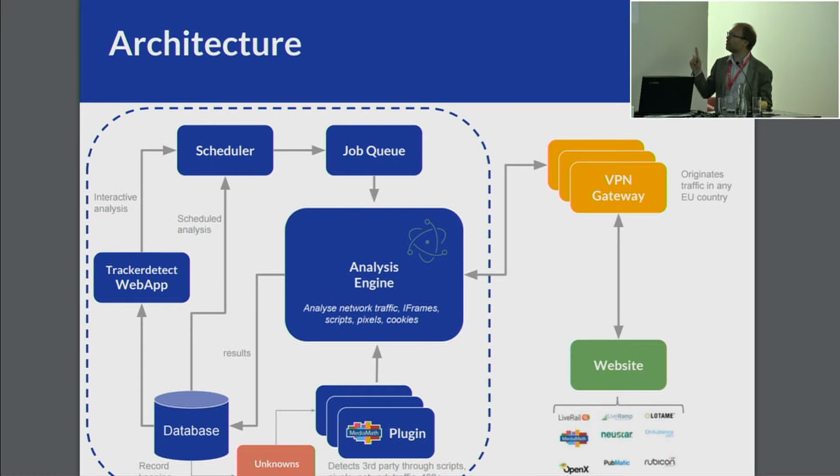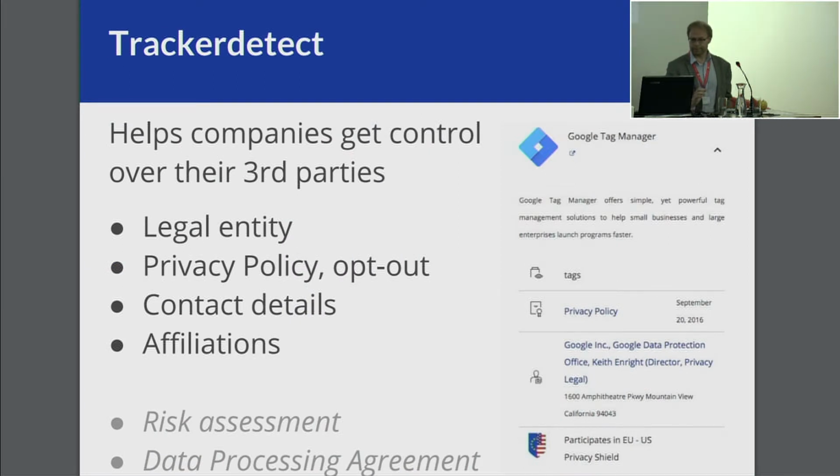Just one more point is that we are also originating the traffic, so sending the traffic through a VPN network, because these third parties are loaded depending on where the traffic comes from. So if you load everything from Norway, for example, and access a site here in Austria, you will not get a lot of interesting stuff going on, because advertisers will not want to target a person in Norway.